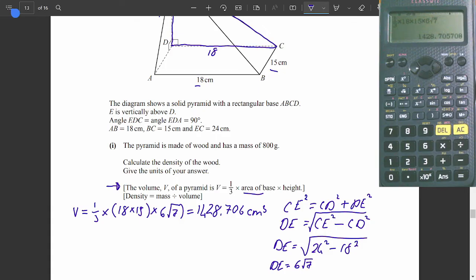Excellent. Okay, we have now managed to use that first formula. Next one, we want to find the density, and they've given us the formula. So density equals the mass, where they've given that to us, 800 grams, divided by the volume. We've just worked that out.